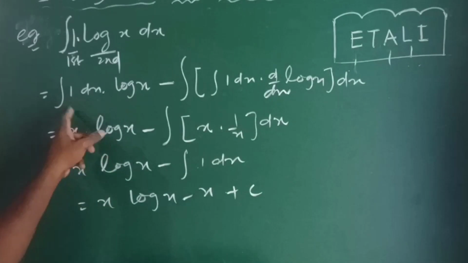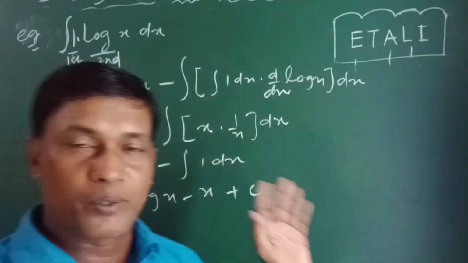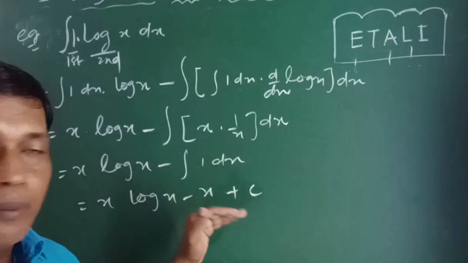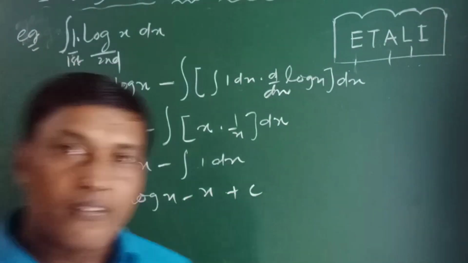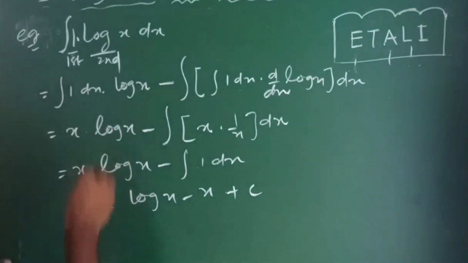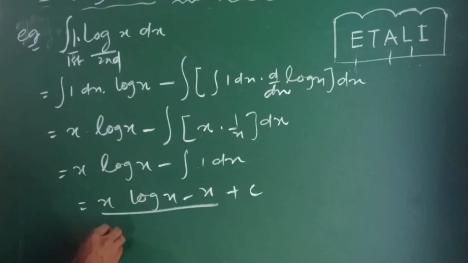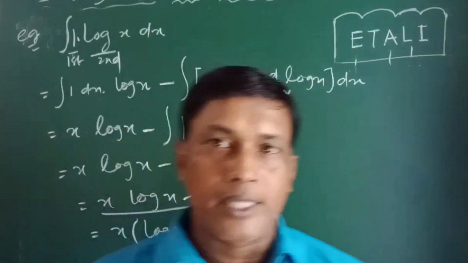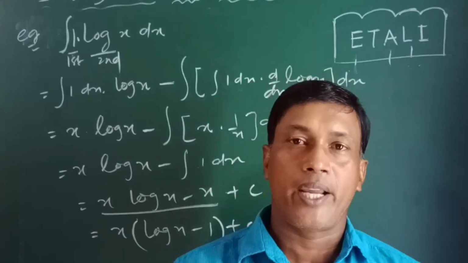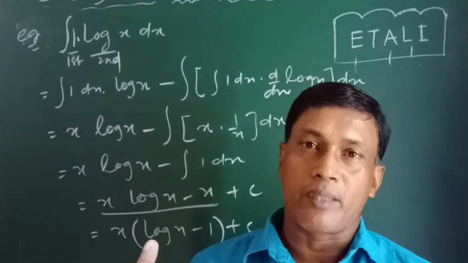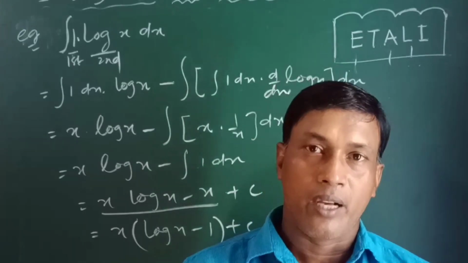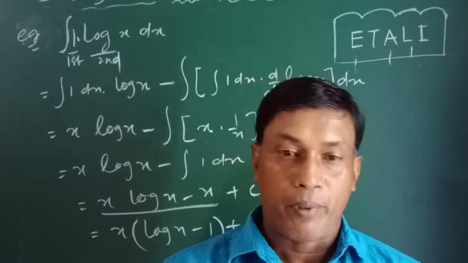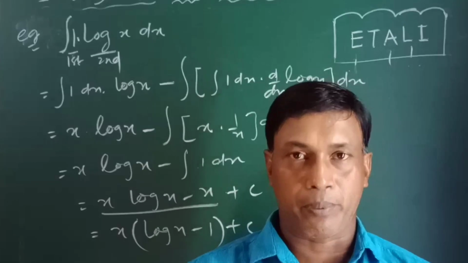I have already said, though you are integrating, don't put in the constant during the process. You have to put a constant after the end of the by parts rule. So another formula: integration of log x is x log x minus x, or you can write it as x into (log x minus 1) plus c. So remember, integration of log x is x log x minus x, or x whole into (log x minus 1). This is the process to integrate a logarithm function. I am again saying, if you want to integrate a logarithm function, multiply by 1 and apply the by parts formula.